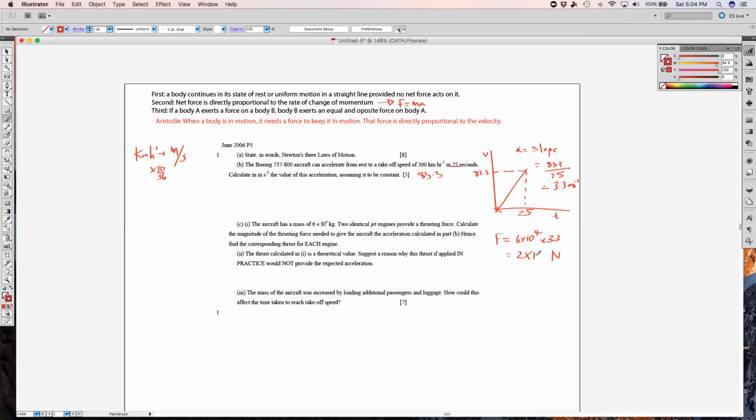1.9999, whatever. 2 by 10 to the 5. So that is the total thrust, right? This is the total thrust. But remember, you have two identical engines, and they want the thrust of each engine. So the thrust of each engine would be simply half of this.